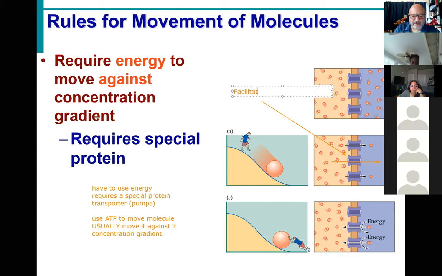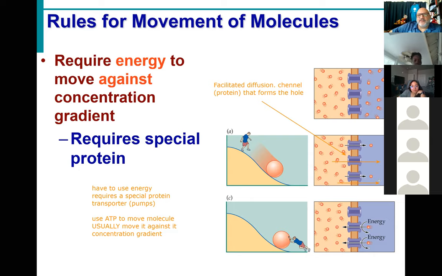Facilitated diffusion is when we typically have a channel, a protein that forms the hole for things to go through. Remember, simple diffusion is when it can just pass through the plasma membrane without any help at all. If something needs help to diffuse, it needs that protein, and that is our facilitated diffusion.